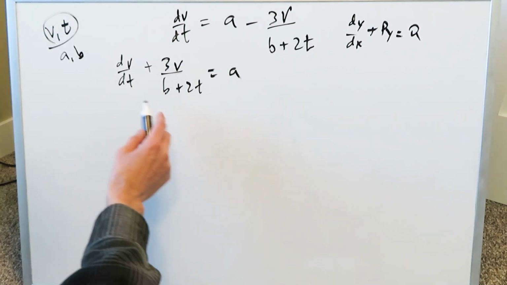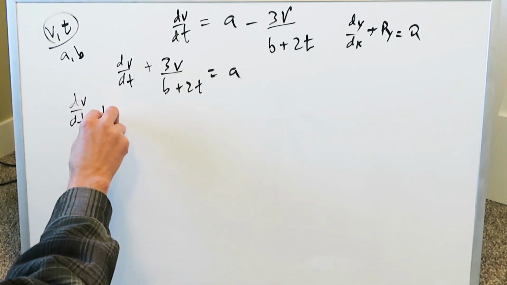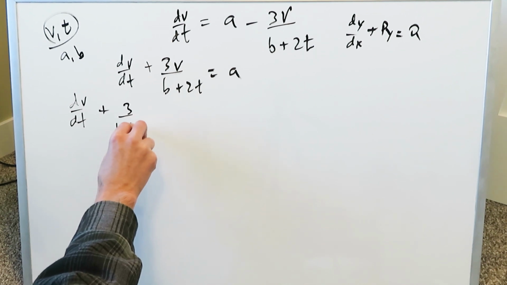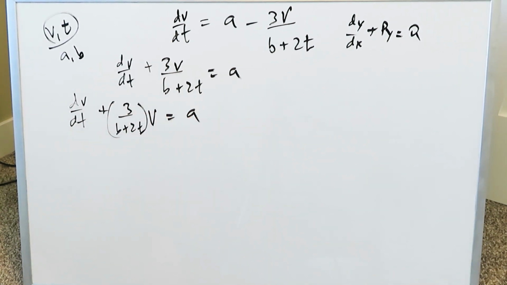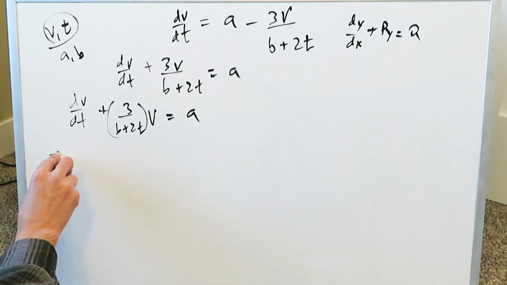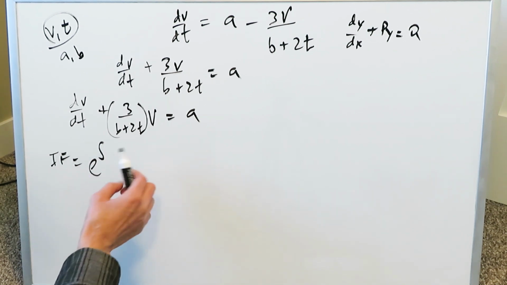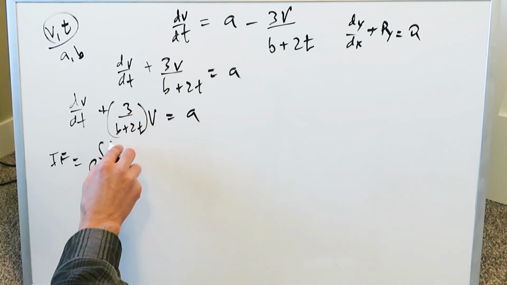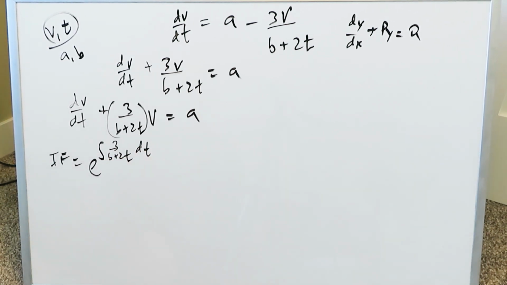You can look at it as dv/dt plus 3 over (b plus 2t) times v equals a. Why am I doing it that way? Because I can identify what my p value is. My integration factor will come from there, e to the integral of p dx, but there's no x over here, so it'll be all of this, 3 over (b plus 2t) dt.